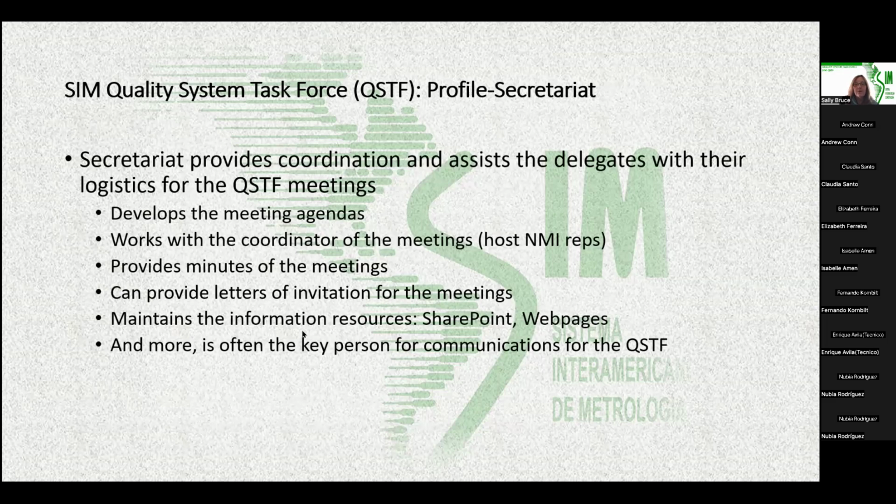The Secretariat of QSTF provides coordination and assists the delegates with their logistics for the QSTF meetings. They develop the meeting agendas regarding the presentations, work with the coordinator of the meetings, which would be the host NMI representatives. They provide minutes of the QSTF meetings, and they can provide letters of invitation for the meetings when needed. They maintain information resources such as the SharePoint and the web pages, the SIM QSTF webpage in particular, and more. They are often a key person for the communications of the QSTF.